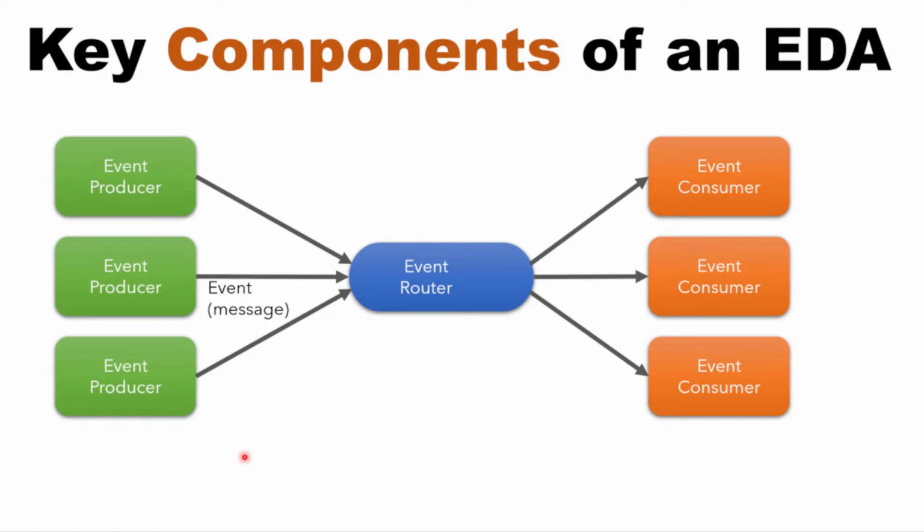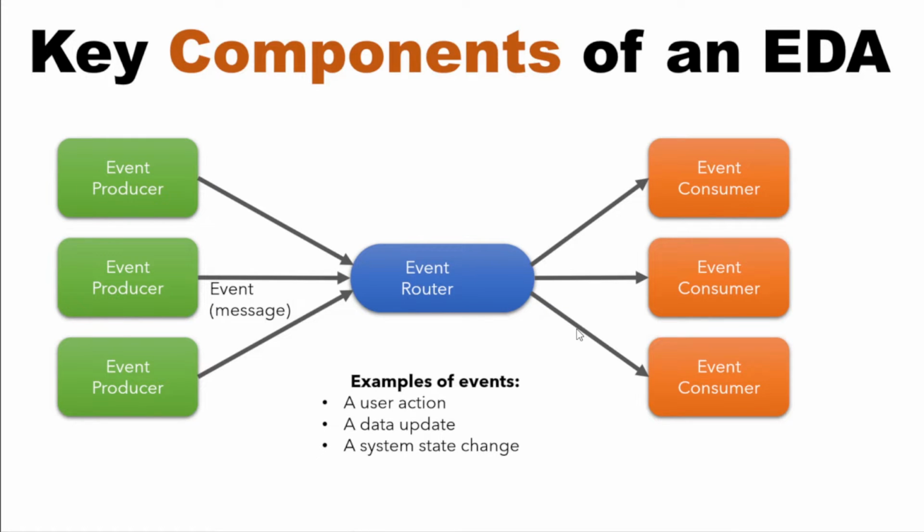In an event-driven architecture, you may have any number of event producers and event consumers. The components are loosely coupled and can be scaled independently. Some examples of events are user actions, such as clicking a button on a website. It can be a data update in a database, or it can be any type of system change.